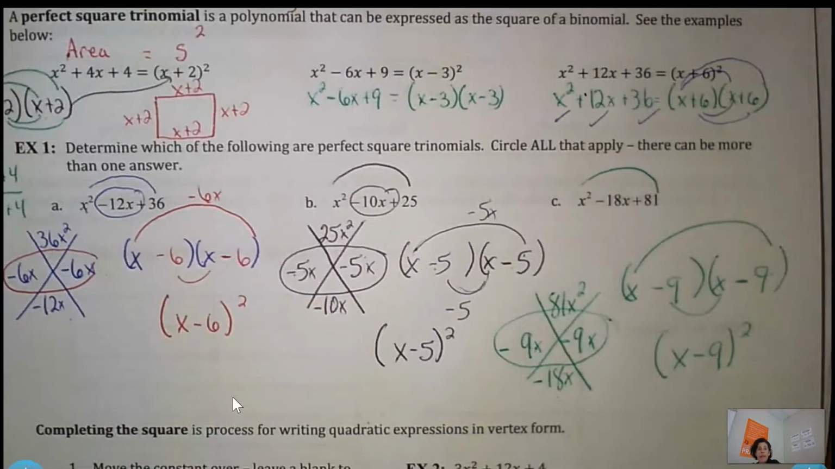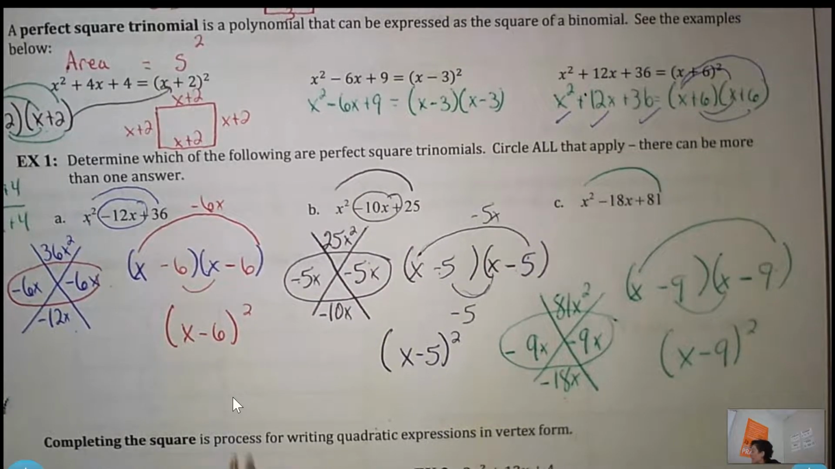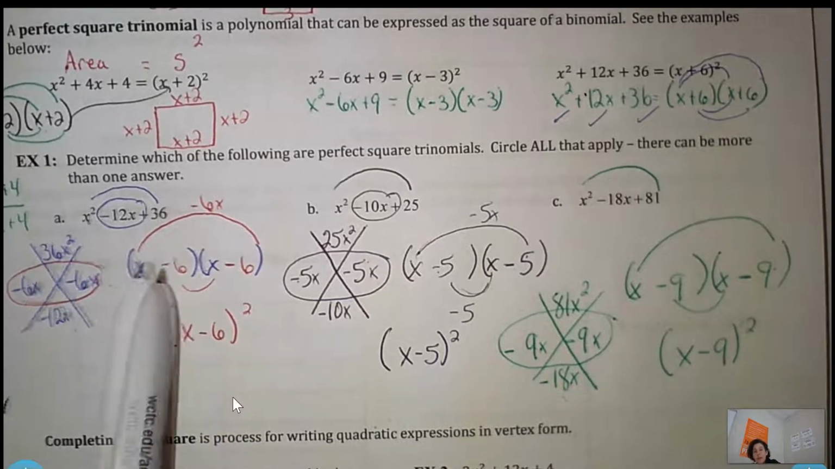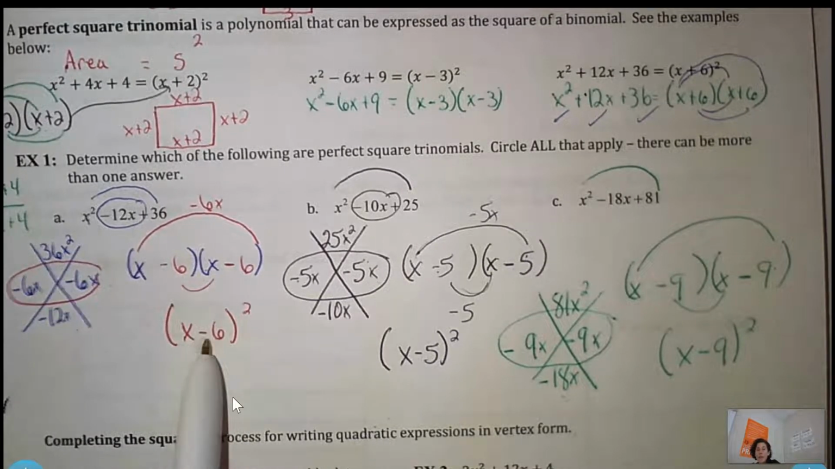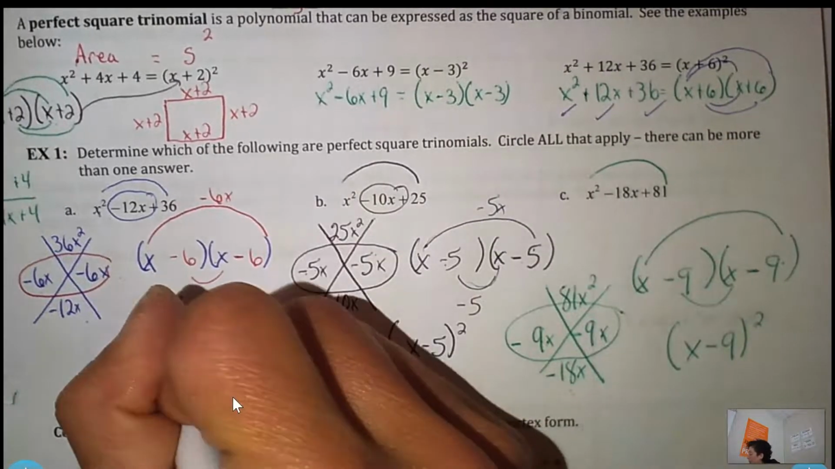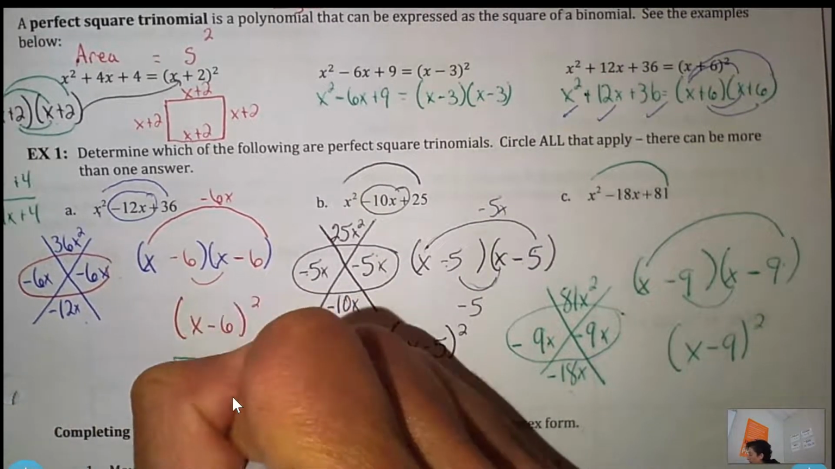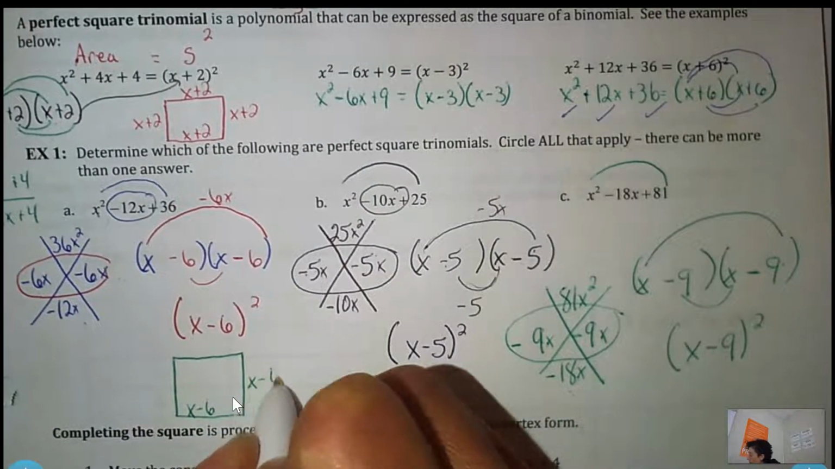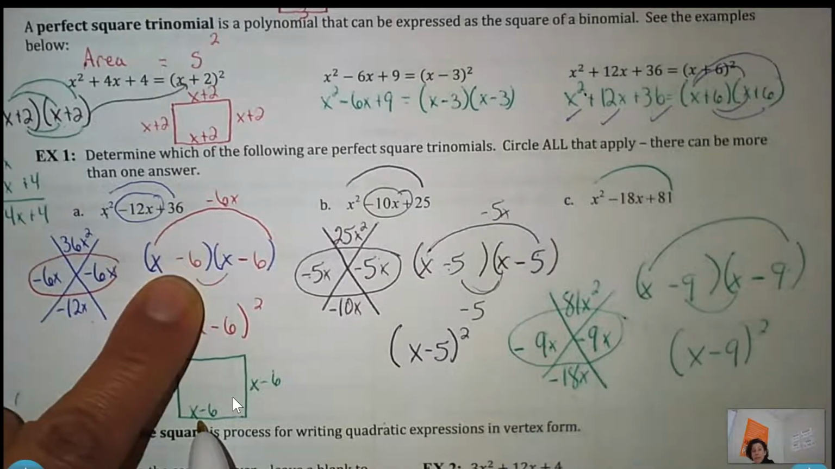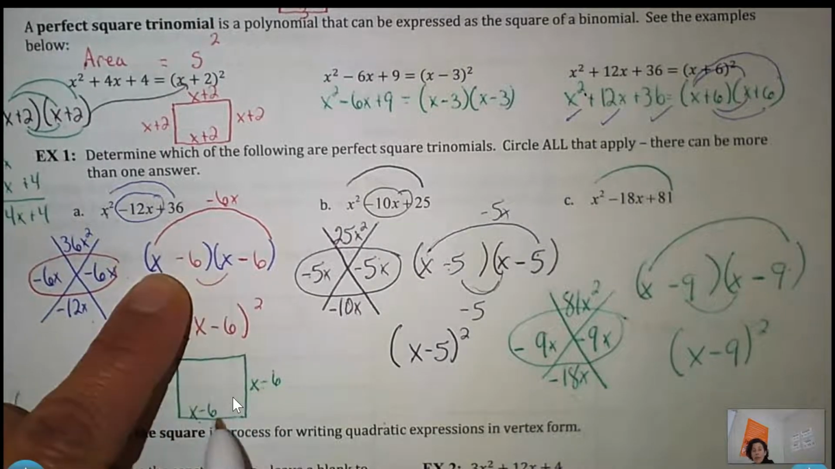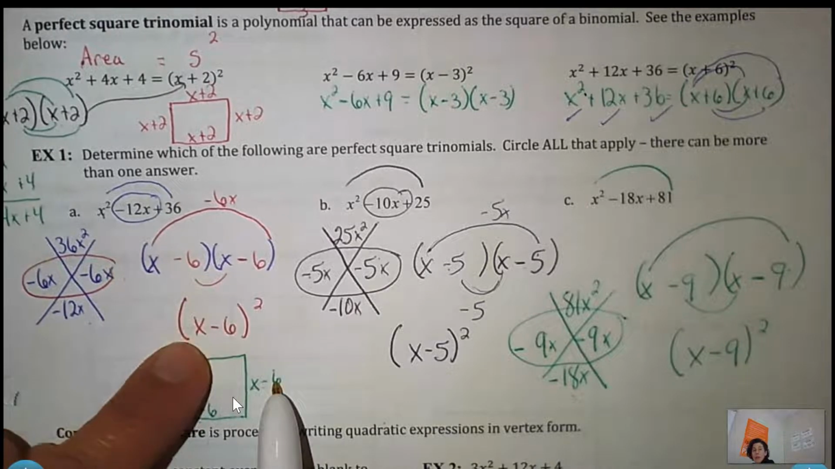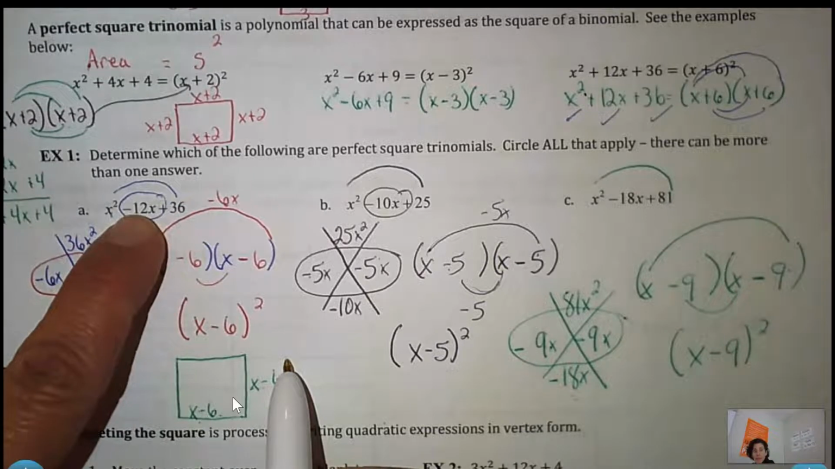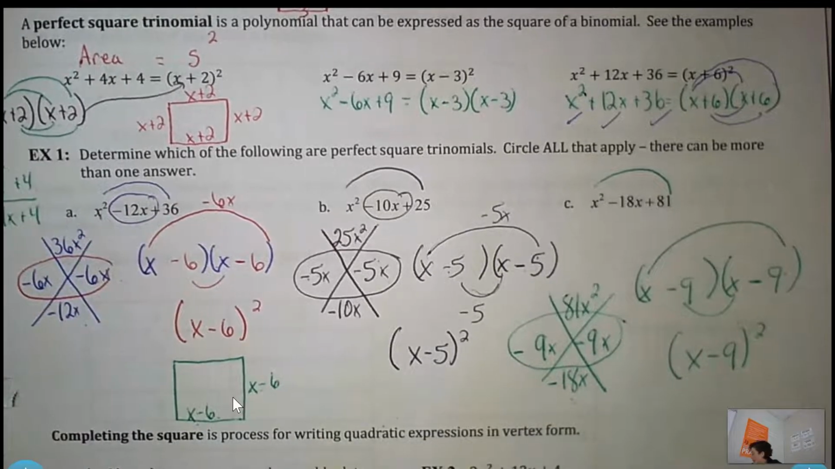Circle all that apply. A perfect square trinomial is a trinomial that has identical factors, and you can write those identical factors as one thing squared. And again, it's called a perfect square because the square can have dimensions of x minus 6 times x minus 6, and when you take the length times the width, or the base times the height, or just take one of the sides and square it, you get this, which is technically its area. I hope that makes sense.